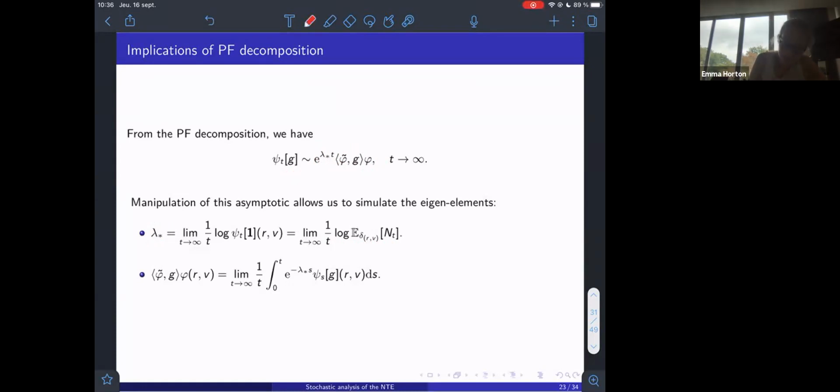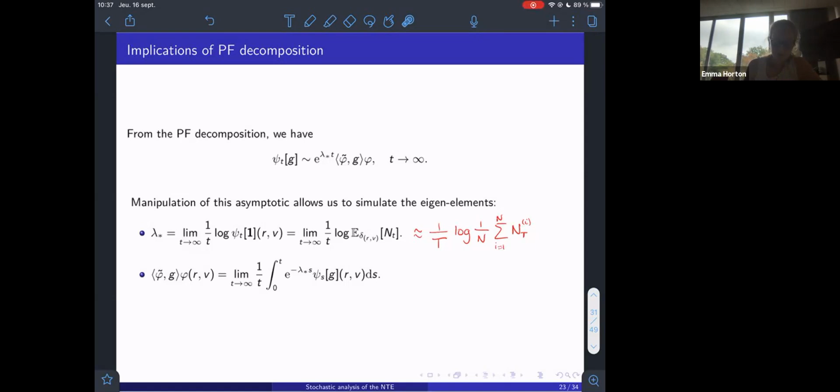And so for simulations, this means that we can approximate this by 1 over some large time t, log of some average. So if I simulate my system capital N times for N large, so take the empirical average of the number of particles, take the log, and then divide by this big time t, I'm going to get an approximation for the leading eigenvalue lambda star.